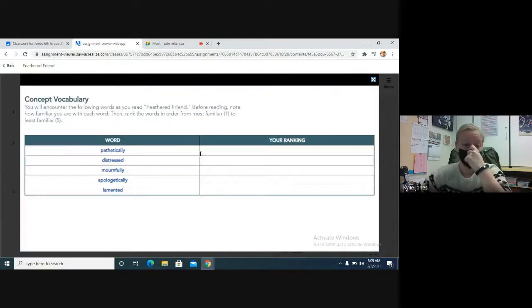And we're going to label these one through five. And it's based off of what you know. If you kind of don't really know a lot of them, that's okay. Which one is it? Concept vocabulary under making meaning. It's our first one. So we have the words pathetically, distressed, mournfully, apologetically, and lamented. So what you're going to do is put a 1 through 5 on there. Let's say, I feel like this might be, for a lot of you guys, the word lamented might be your least familiar, right?